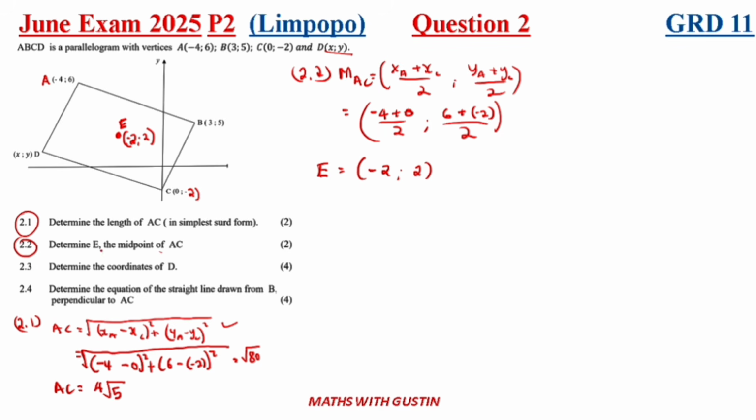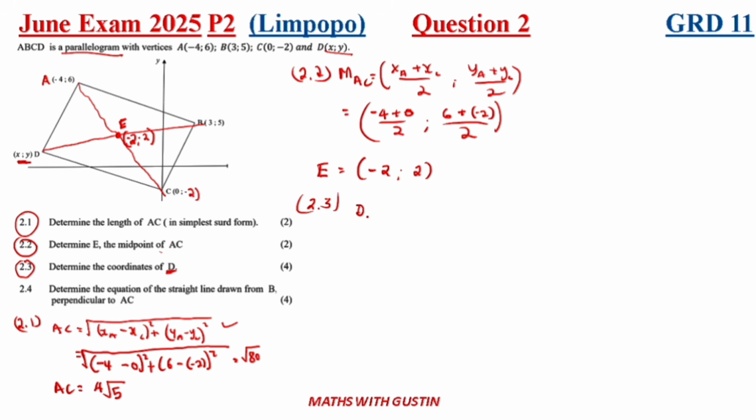Right. Okay, so let's move on. 2.3 says determine the coordinates of D. D is this one sitting here, because they said this is a parallelogram, ladies and gentlemen. So it means here that the diagonals bisect each other. If you recall the properties of a parallelogram, the diagonals bisect each other. So this midpoint here of AC is also the midpoint of BD. That simply means we can use the midpoint in reverse to find the coordinates of D.